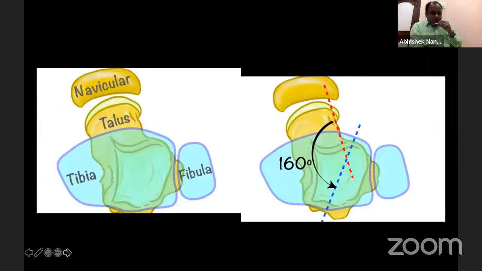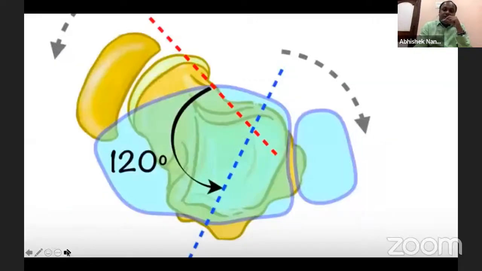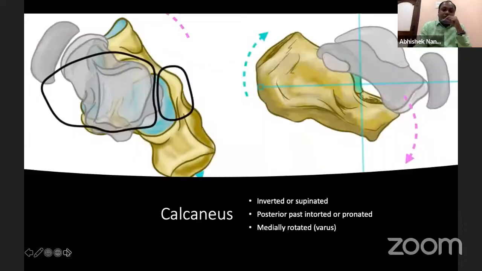This is taken from Staheli. If you see the axis of the tibia and the talus, it should be a normal 160 degrees. But in CTEV, it decreases to 120 degrees. This is the normal calcaneus. In CTEV, it is medially deviated. And also it is intorted or pronated and inverted.